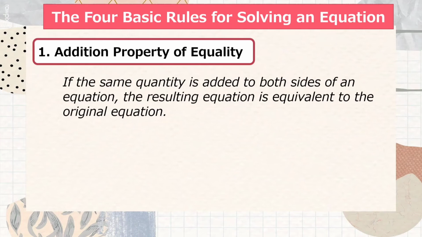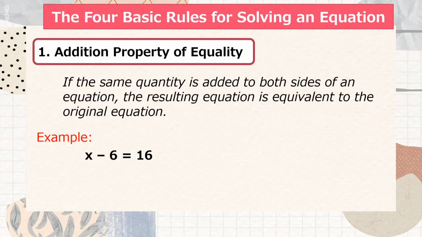Like our sample earlier, we added 18 on the left side and then we also added 18 on the right side. So our resulting equation does not change. It is still the same as the original equation. Okay, so let's have an example.